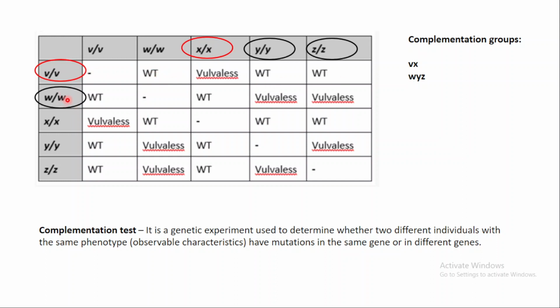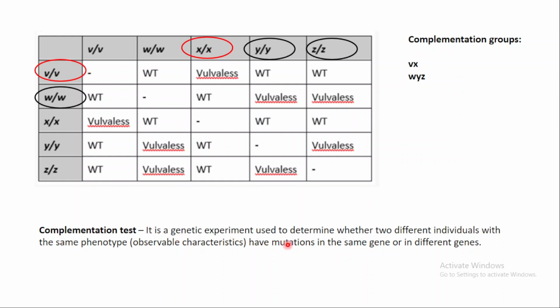Similarly, we have WW producing vulvaless phenotype with YY and ZZ. So WYZ form a complementation group while V and X form a complementation group. So this is the true statement. VX and WYZ are the complementation groups. So that's why statement 1 is false, where it was written VW and XYZ are complementation groups.